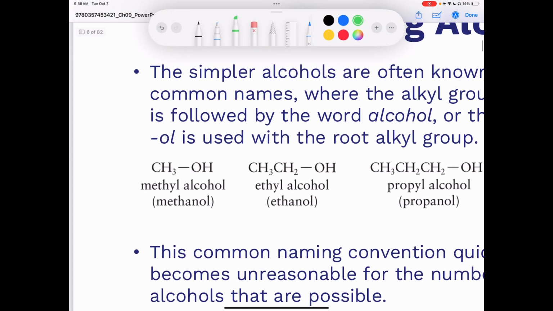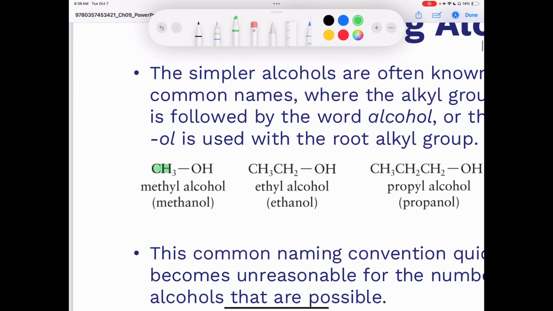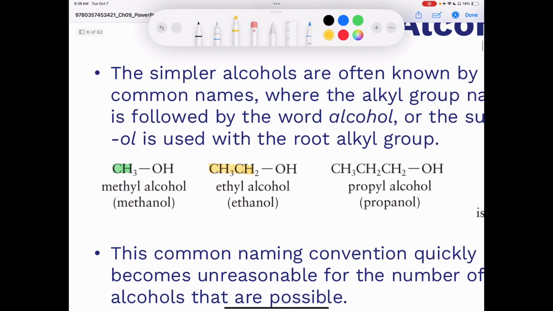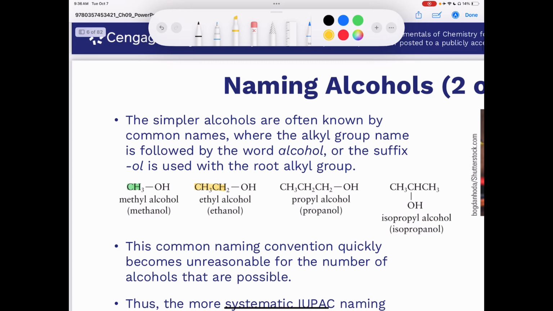If you have a methyl group attached to your hydroxyl, we would call it methyl alcohol, or you can call it methanol. Either one is fine. If you have an ethyl group attached to your hydroxyl, you can call it ethyl alcohol, and the common name for that is ethanol. If you have a propyl group, you can see where this is going, you would call it propyl alcohol. And if you had an isopropyl group, you would call it isopropyl alcohol, or isopropanol is fine too. Isopropanol, I should point out, is rubbing alcohol.